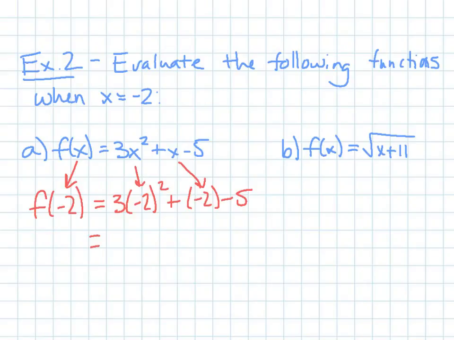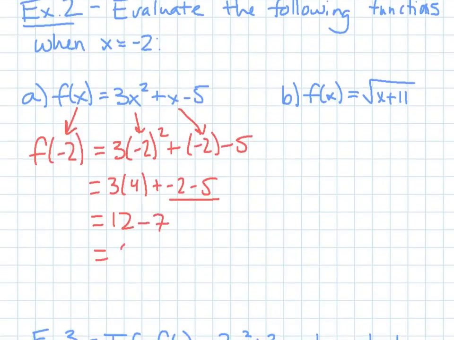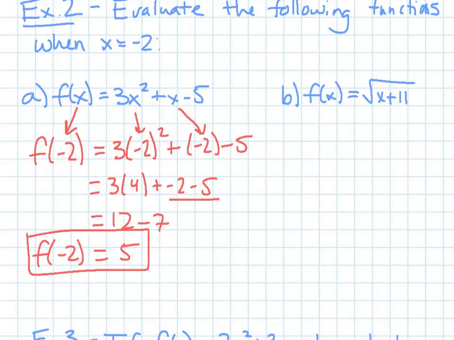So -2 squared would be 4. Negative 2 is the same thing as negative 2 for the x, so there's nothing to do there. 3 times 4 gives me 12. Negative 2 minus 5 is negative 7. And then 12 minus 7 gives me 5. So f of negative 2 is equal to 5. Okay?